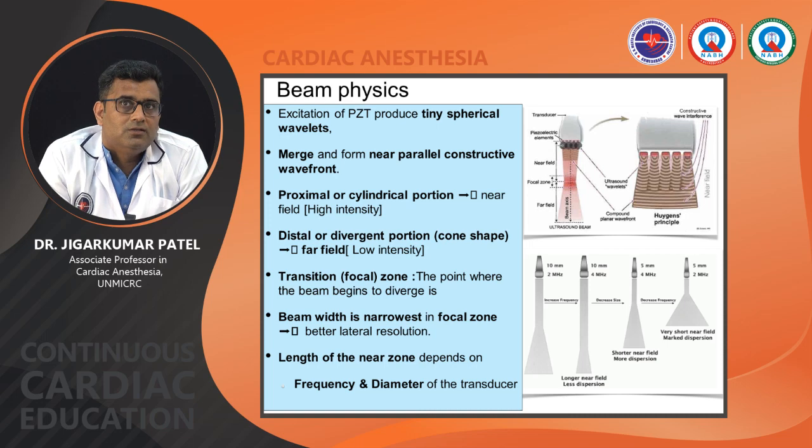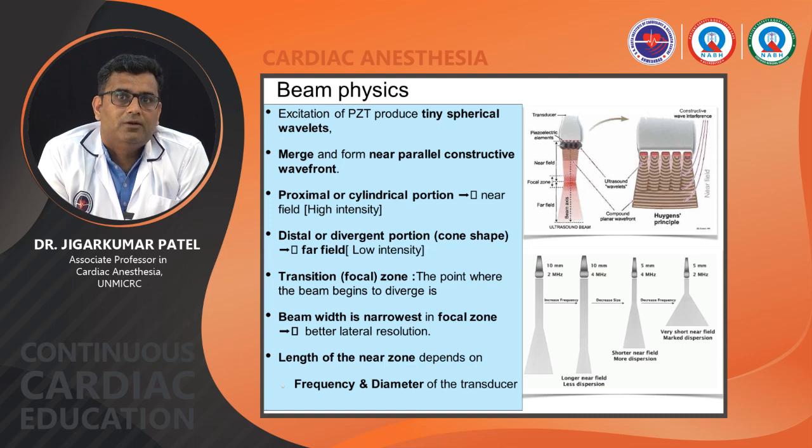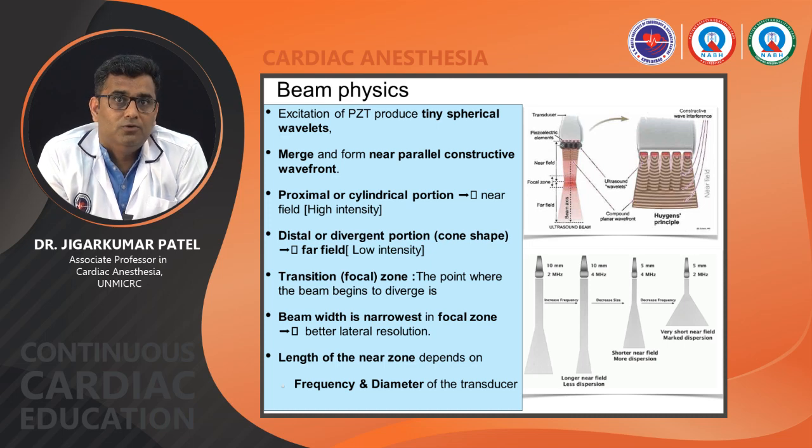So the near zone and far zone depend on the frequency and diameter of the transducer. If the frequency and diameter change, the near field changes. So to get the best image, you have to use a larger diameter of the transducer and high frequency. As you see in the image, with 10 mm diameter and 4 megahertz of frequency, you will get the longest near field length, and the best image, as compared to 5 mm diameter and lower frequency. So to get the best image, you have to use a large diameter probe and high frequency.